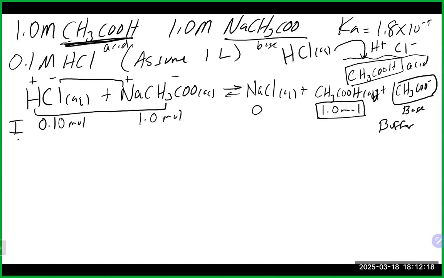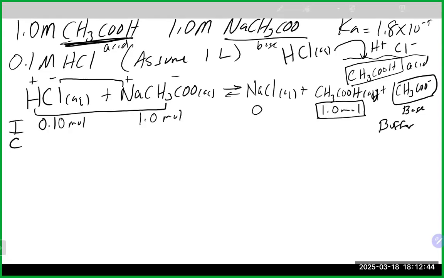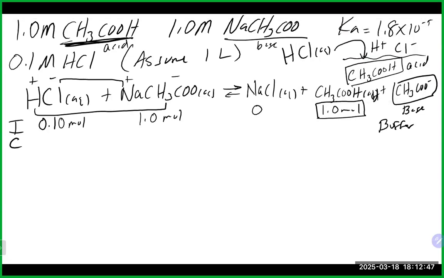Now, a little bit different than ice tables we've done up until this point: if I made this buffer and everything's working correctly, should I still have HCl left over when it's all said and done? The answer is no, because that's the purpose of the buffer, which is to use up all that HCl. So in this type of ice table, we actually know the change that's going to happen. We don't actually have to solve for X. It should use up all of the acid I'm adding to this buffer.